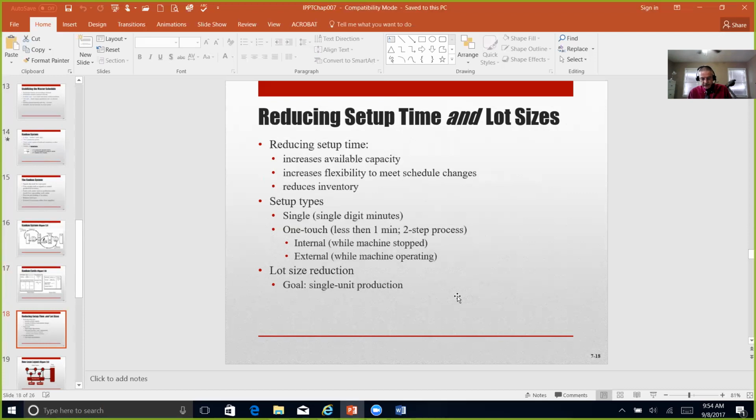Now there's several different types of setups. They may be called single setups, which refers to a setup time that is completed in single digit minutes. A one-touch setup is also being pursued, which indicates that it's set up in less than 1 minute. Then there's other setup types, which may be a two-step process, which includes the first external and then the internal, which are separate. But the internal setup refers to the actions that require the machine to be stopped, whereas the external setup can be done while the machine is operating.